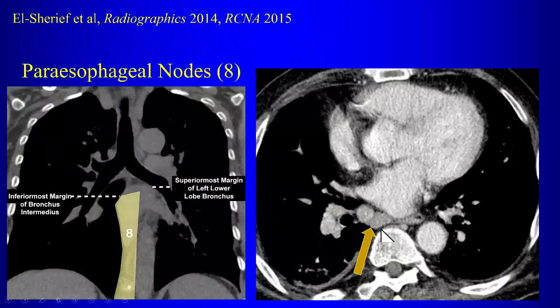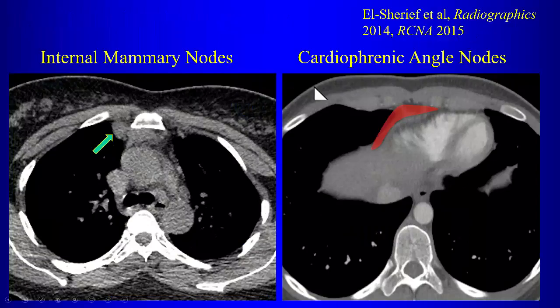Paraesophageal nodes, next to the esophagus. So here's the esophagus, nodes down here next to the esophagus. Those are paraesophageal nodes. Some other terms, internal mammary nodes. So these are nodes adjacent to the internal mammary artery. So you'd find those parallel to, kind of alongside the sternum, along the inside of the chest wall, right next to the internal mammary artery and vein. Those are internal mammary artery nodes.